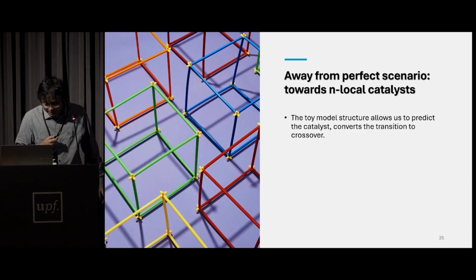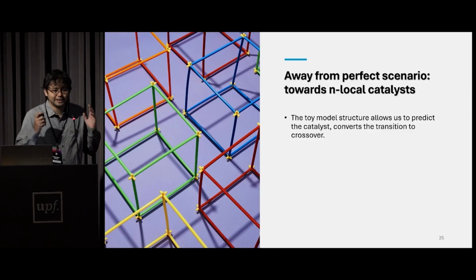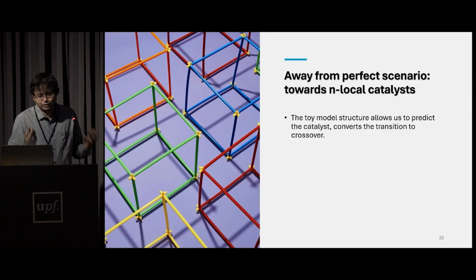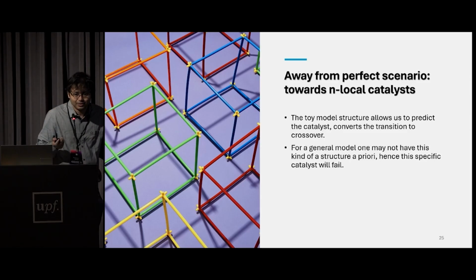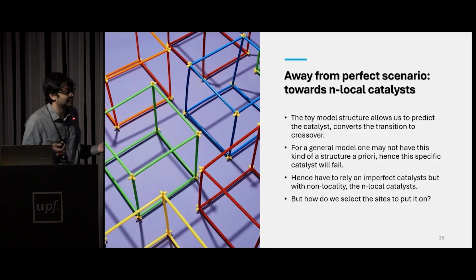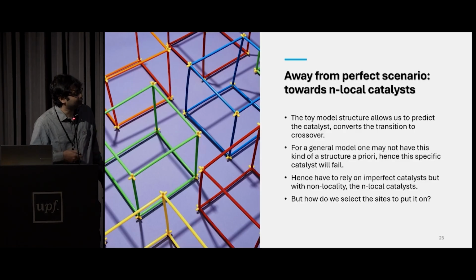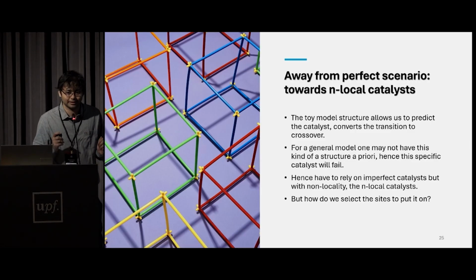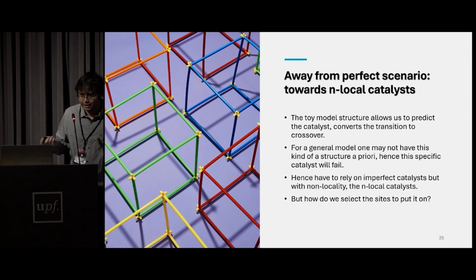That's very good. But it's useless. It's useless because that is a very, very specific toy model. It allows us to predict the catalyst, but in general models, you don't have this structure. So the best you can do is learn from this model and utilize what you know for other general models. So we have to rely on imperfect catalysts, but with non-locality. That's the first thing you should understand, that we learned that we need to use non-local catalysts. But the question is, how do we select which sites to put it on in a random graph?